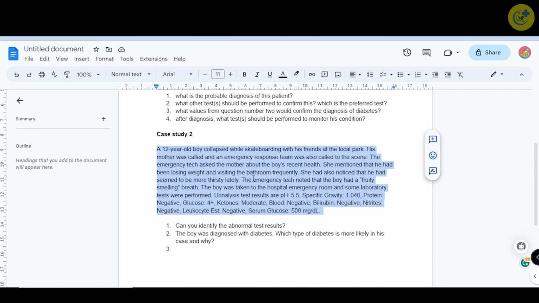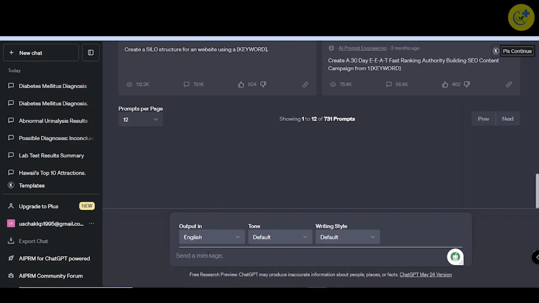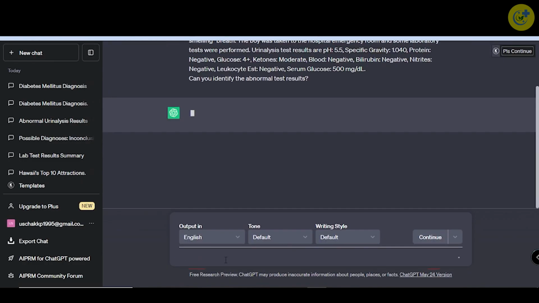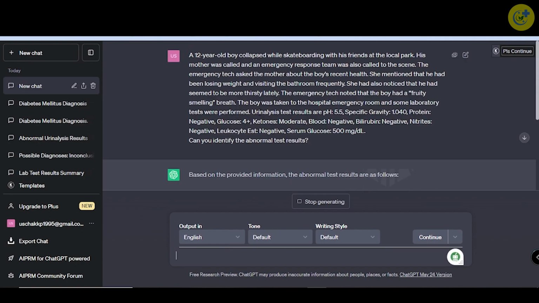the clinical history and laboratory test results. Copy and paste, and question number 1, can you identify the abnormal test results? This is the number 1 question, and copy and paste, enter. So here urinalysis test results are pH 5.5, specific gravity 1.040, protein negative, glucose 4+. Notice these results, glucose 4+, ketone moderate, blood negative, bilirubin negative, nitrites negative, leukocyte esterase negative, serum glucose 500 mg/dL.